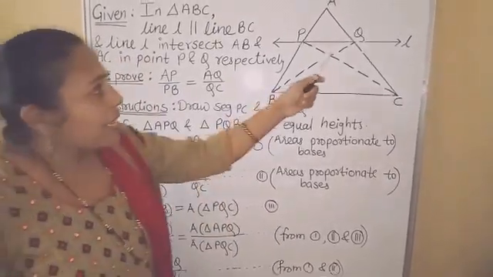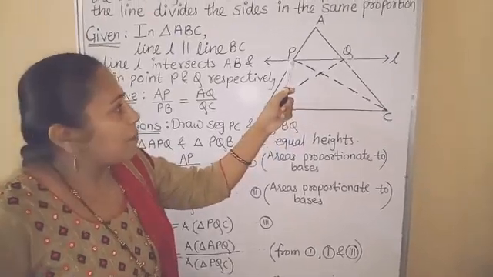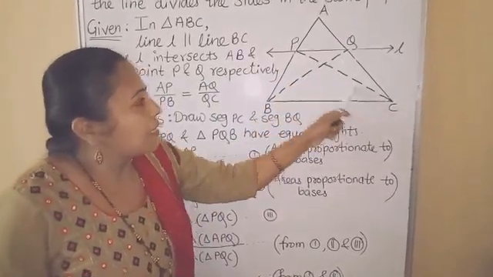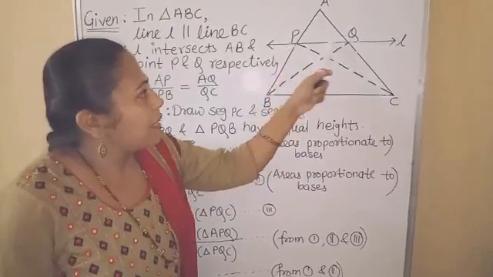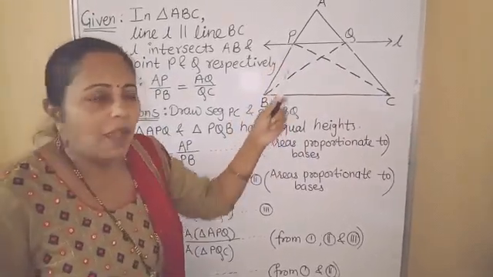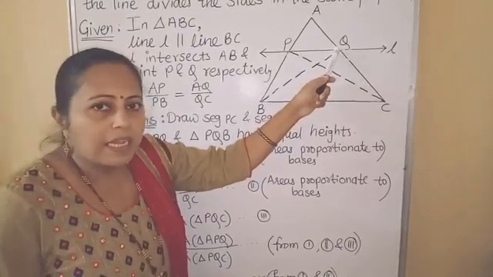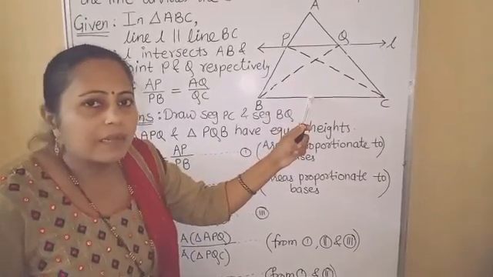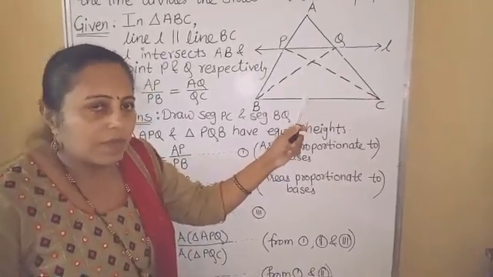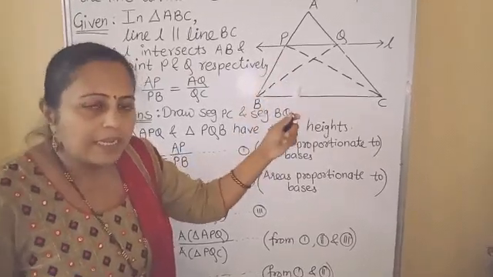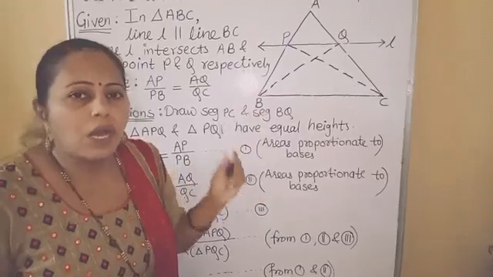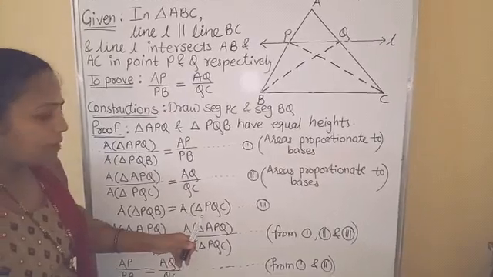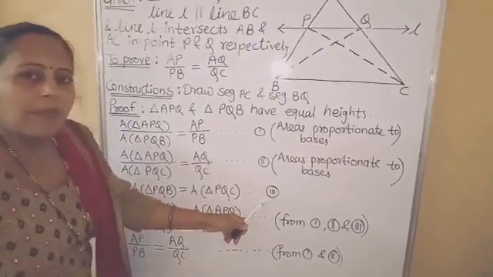Okay. Now again observe the figure students. Triangle PQB and triangle PQC. These two triangles have common base PQ. And these two triangles are in between these two parallel lines. That means they have equal height also. They have equal base, equal height. That's why their areas are also equal. Area of triangle PQB is equal to area of triangle PQC. This is statement number 3.